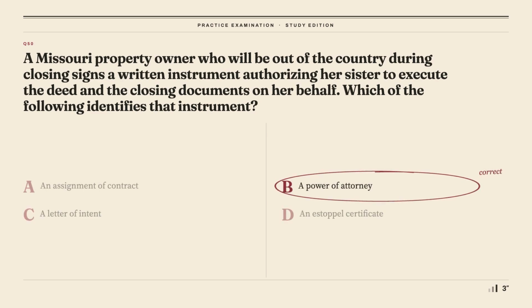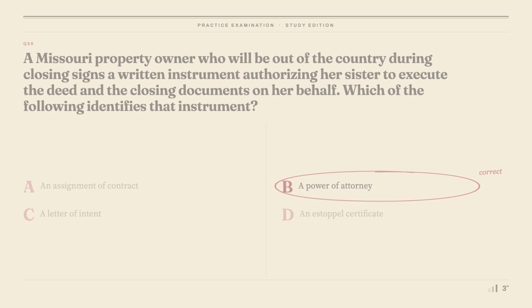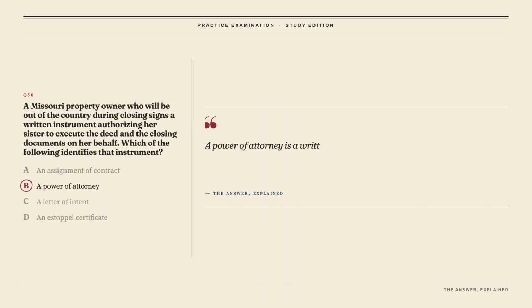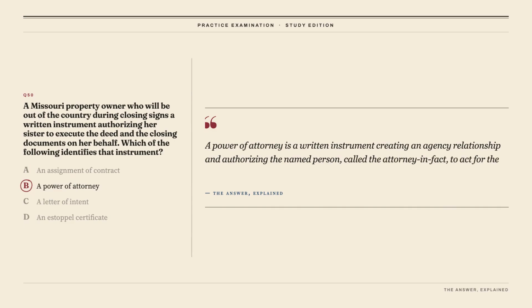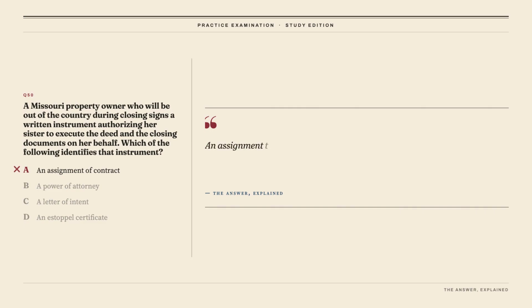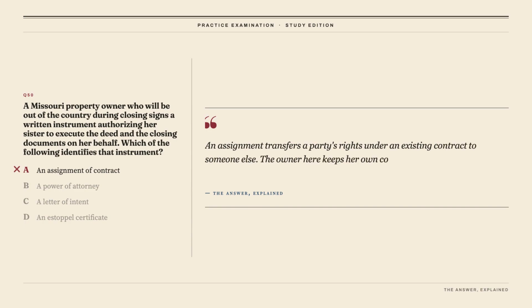The correct answer is B. A power of attorney. B is correct because a power of attorney is a written instrument creating an agency relationship and authorizing the named person, called the attorney in fact, to act for the principal. It must ordinarily be recorded to convey real property. A is wrong because an assignment transfers a party's rights under an existing contract to someone else. The owner here keeps her own contract rights and simply authorizes someone to sign for her.